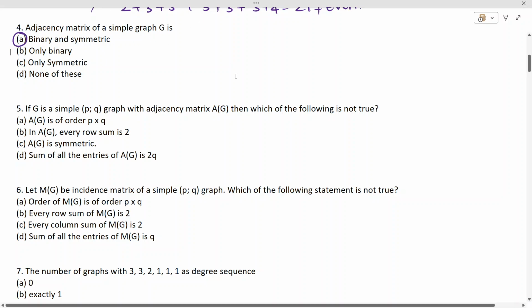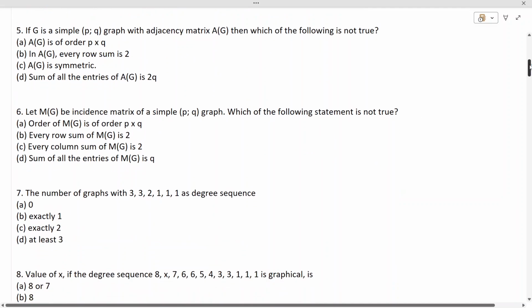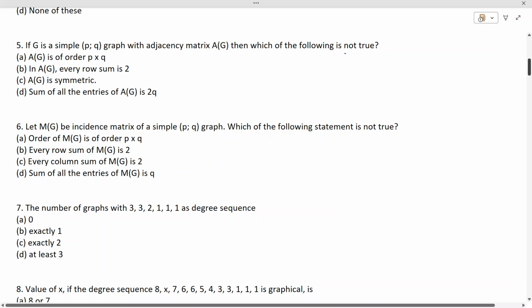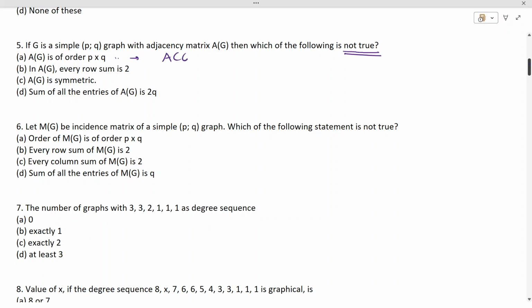Next: if G is a simple PQ graph with adjacency matrix A of G, then which of the following is not true? So we will find the not true statement. First, A of G is of order P cross Q. This is an incorrect statement because A of G is always symmetric, so it has the same number of rows and columns. So it has order P by P, where P is the number of vertices. So option A is the incorrect option.